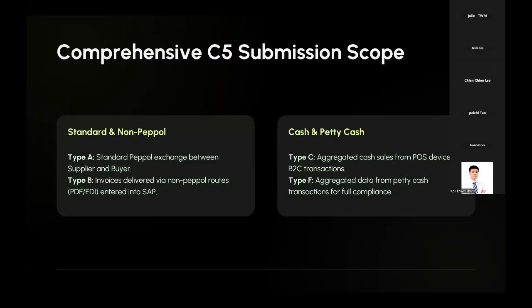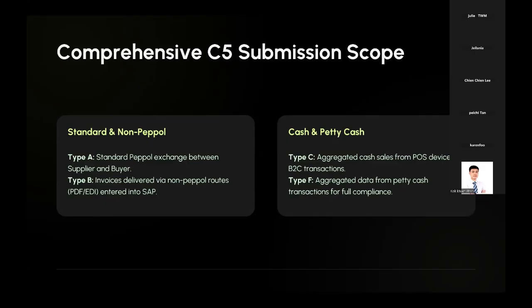Okay. So as you can see from these slides, it covers standard and non-Peppol business partners. The standard one is the standard Peppol exchange between the supplier and the buyer. If you are buying something from your supplier, you are the buyer. But if you are selling something to your customer, the customer is the buyer, but you are the supplier, right?